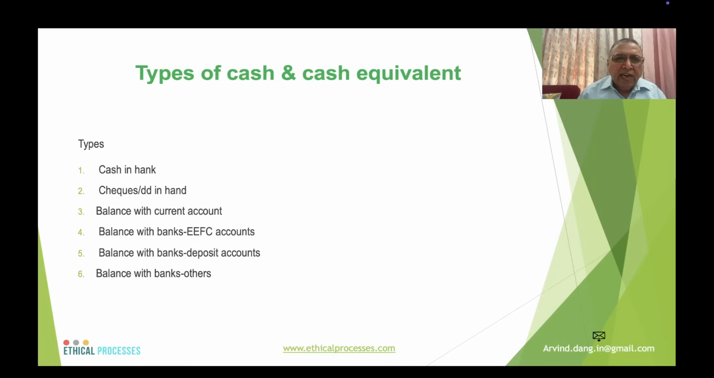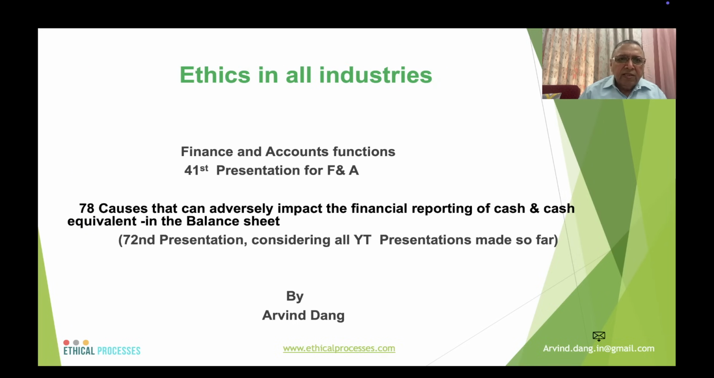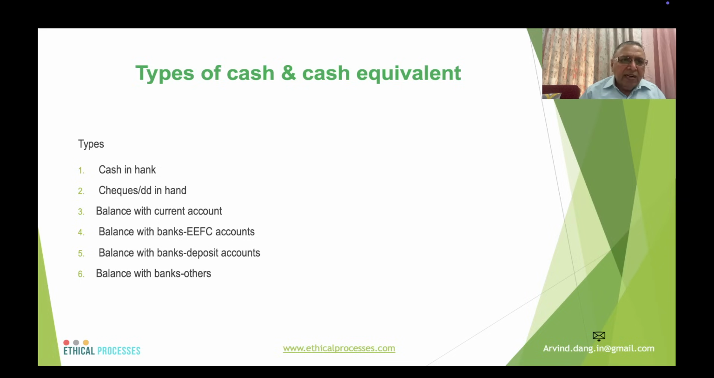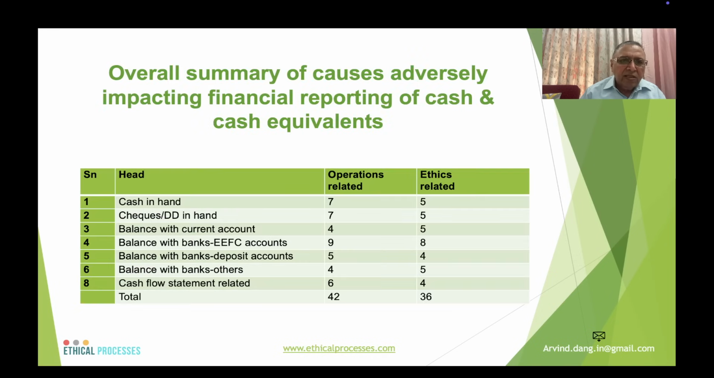Types of cash and cash equivalent as prescribed by the standard which I just mentioned, Schedule 6 to the Companies Act. These are cash in hand, checks and DD in hand, balance with the current accounts, balance with the bank EEFC account, balance with the bank deposits, and balance with the banks others. So this is an overview of this summary.